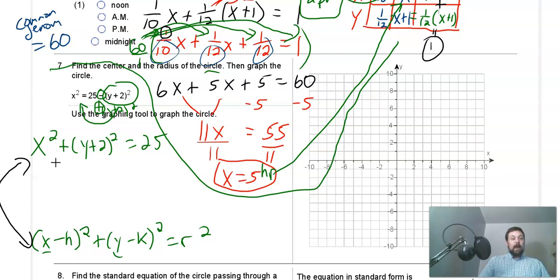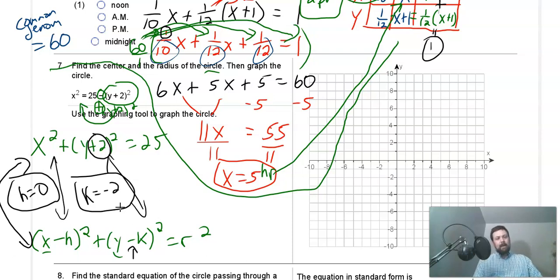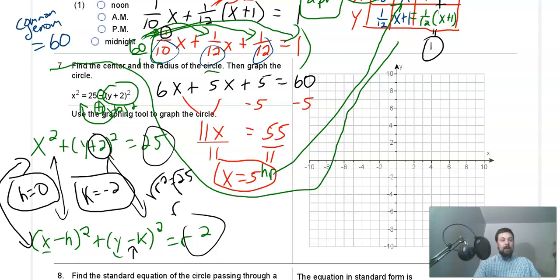By doing that, we can see that h is equal to 0. There's no h here, so it's equal to 0. k is equal to negative 2. Remember, because of the minus sign in the formula, the value for k will be the opposite sign of what you see in the equation itself. Because we have a plus 2 on the y, that makes k a negative 2. And we have 25 instead of r squared, which means r squared is equal to 25, which means the radius is equal to 5. So the radius is 5.